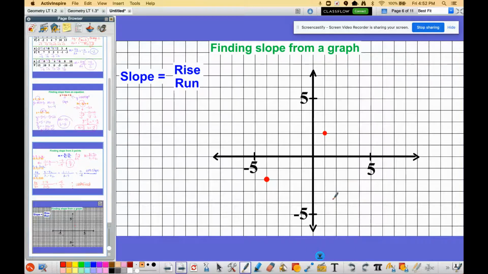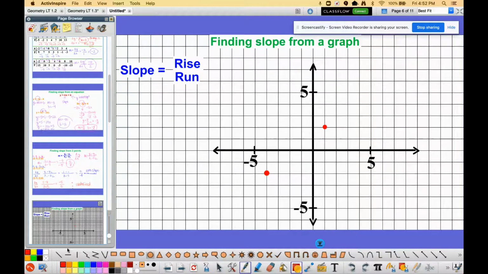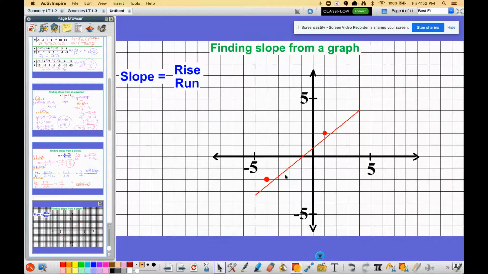Now, finding slope from a graph, you just count rise over run. So if we have 2 points, I've drawn this graph and I've got 2 points marked here. I'm just going to connect them with a line. There we go. And we just count rise over run for this. Remember, rise is our change in y. Run is our change in x.